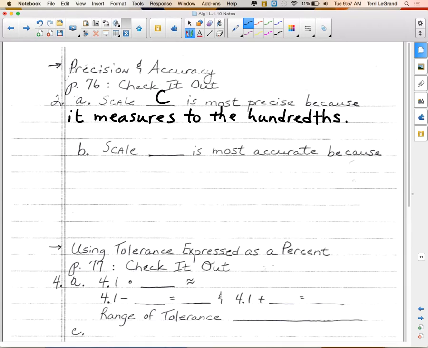Okay, well then which one's the most accurate? Which of those 3 scales is the most accurate? Remember, accuracy means closest to the actual measure. So you think that scale B is? Anybody want to agree with Tate? He says scale B. Okay, what do you think? You're not agreeing with it. What do you think?